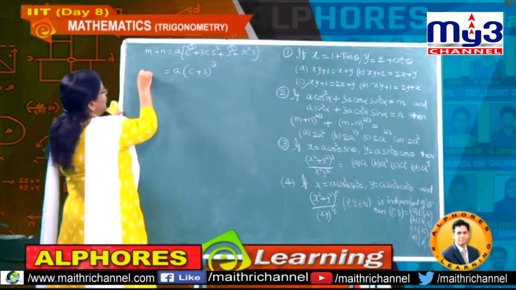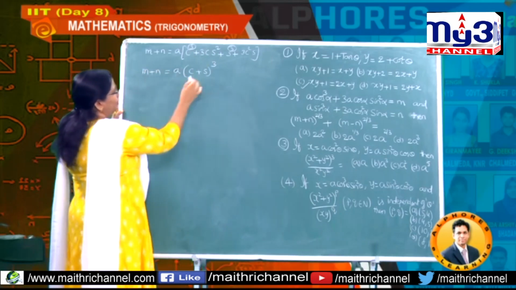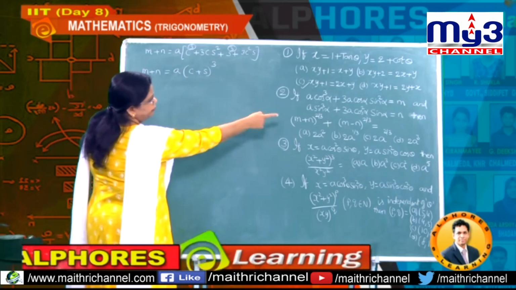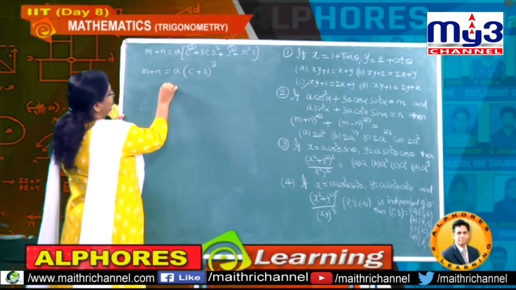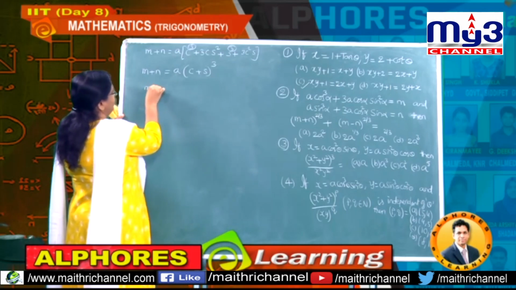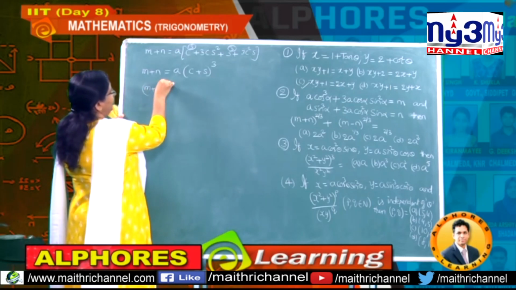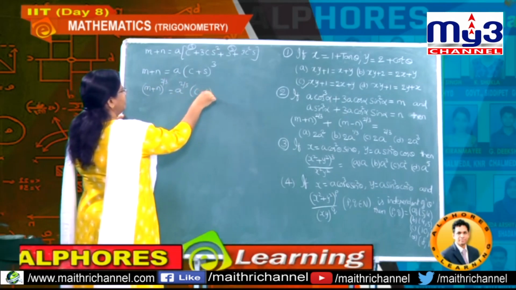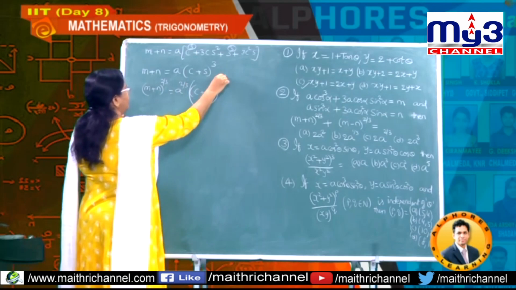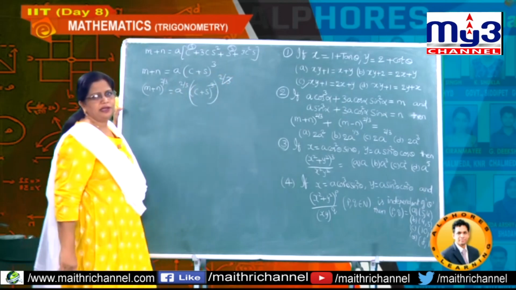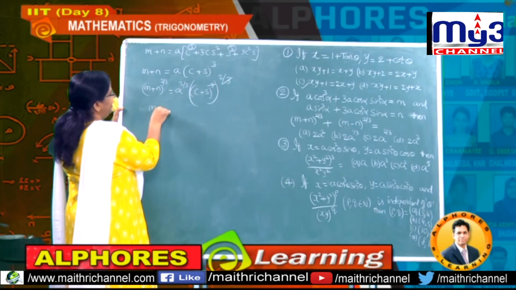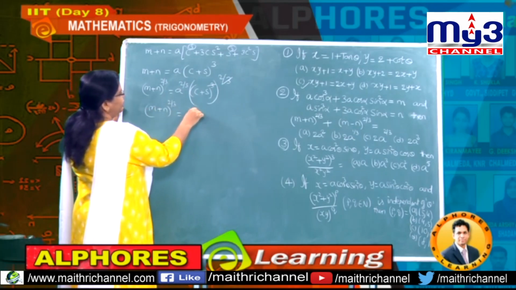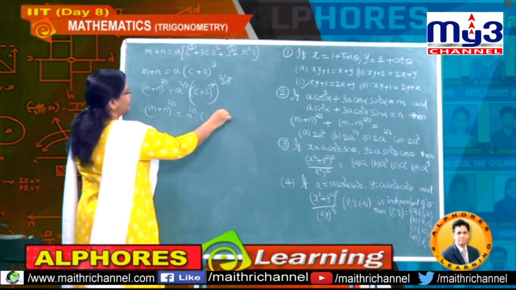So what is the m plus n value you got here? (cos plus sin) whole cube. Then they asked about the whole power 2 by 3, so raise the power by 2 by 3. (m plus n) to the power of 2 by 3 equals a power 2 by 3 into (cos plus sin) whole cube, whole power 2 by 3. The 3 gets cancelled, so finally m plus n power 2 by 3 equals a power 2 by 3 into (cos plus sin) whole square.